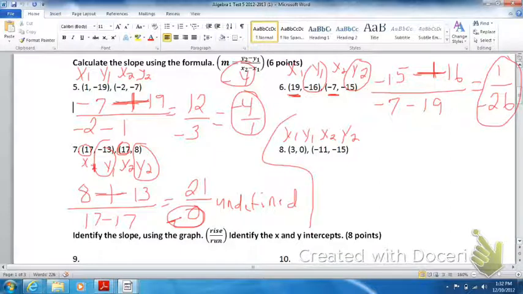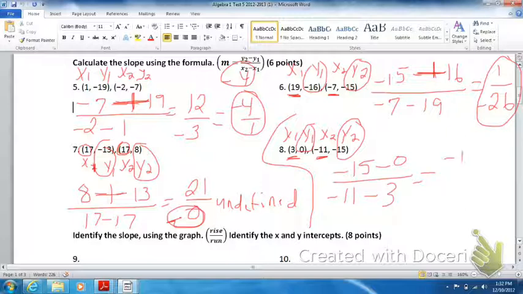Number 8. y2, y1. Negative 15 minus 0. x2 is negative 11 minus 3. Negative 15 minus 0 is negative 15. Negative 11 minus 3 is negative 14. A negative over negative makes positive, so this is really 15 over 14.